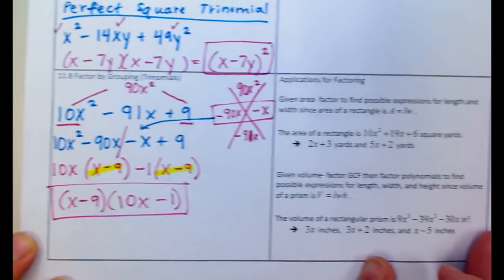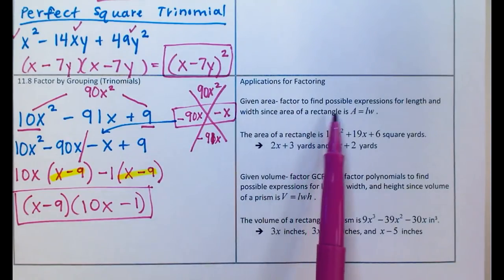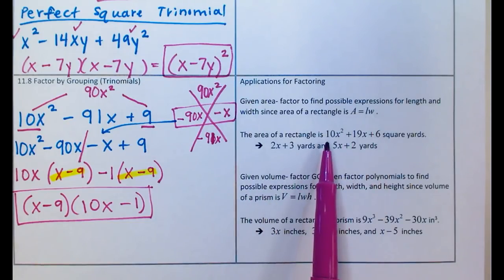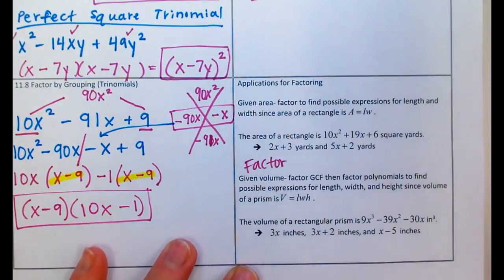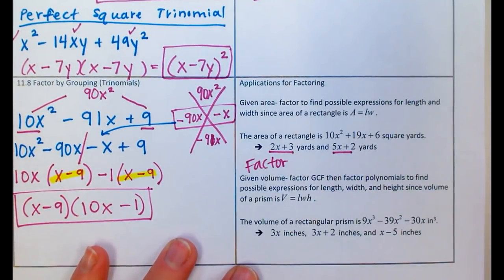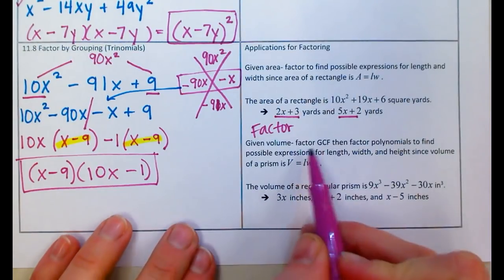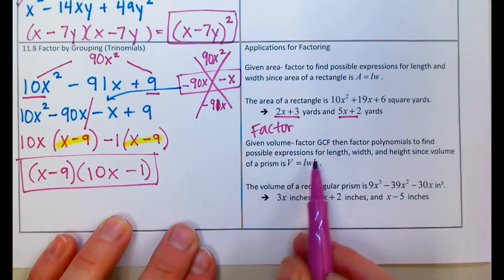The last thing I want you all to look through is our applications for factoring. If I give you the area and I said to find the possible expressions for length and width, we know the area is length times width. So if I give you the area, all you have to do for this is factor, and the two factors that you find are the possible length and width. Same for volume. First thing you do is factor a GCF, then factor the polynomials to find the possible expressions.